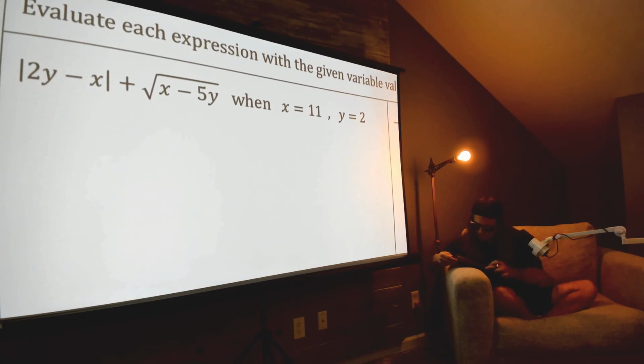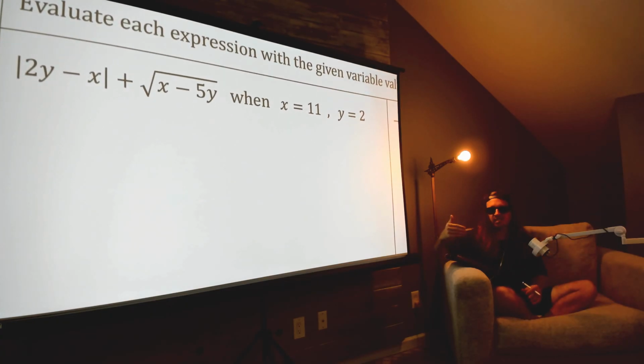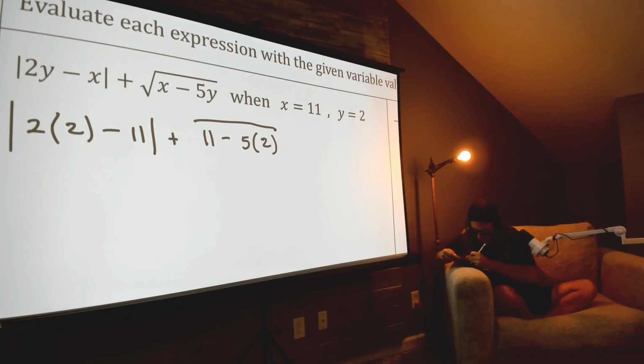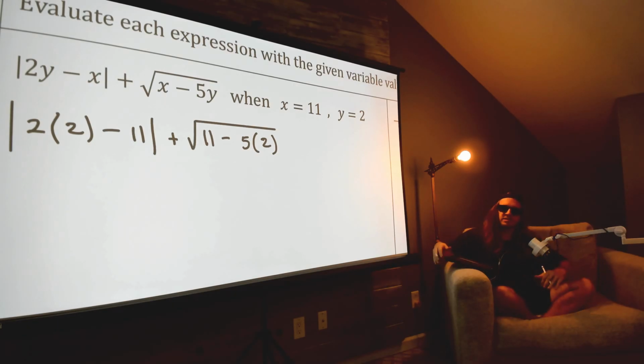It says simplify this expression when x is 11 and y equals 2. So everywhere there's an x, I'm going to replace it with an 11. Everywhere there's a y, I'm going to replace it with a 2. So first we have 2 times y, which has a value of 2, minus x, which has a value of 11, x again, 11, minus 5 times 2. And there you go. This should start looking familiar, right? This looks like something we've done before.